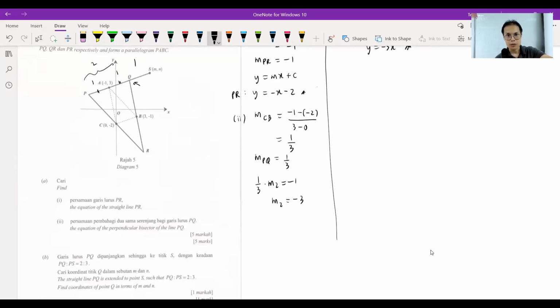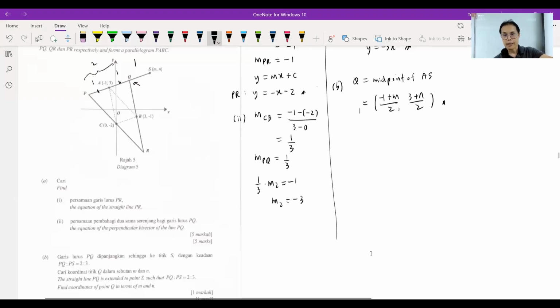So let me write over here. This is B. Q is the midpoint, or titik tengah, of AS. So we're supposed to find Q in terms of m and n. Your A is -1. Your part add with m, divide by 2. 3, add with n, divide by 2. There you go. That is your answer.